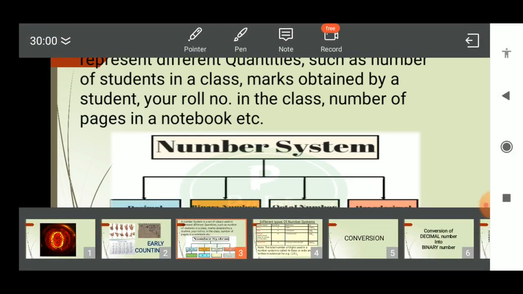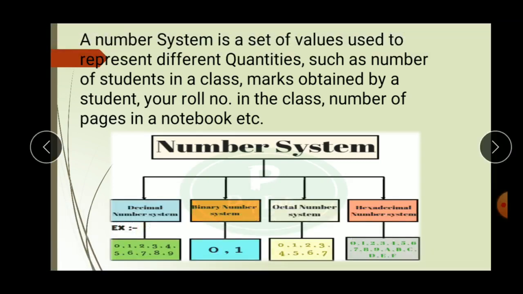The number system used by human beings is known as the decimal number system. A decimal number system is used by human beings and it has a total of 10 digits, that is from 0 to 9: 0, 1, 2, 3, 4, 5, 6, 7, 8 and 9. This number system is used by human beings because there are 10 notations, that is why it is known as decimal number system.